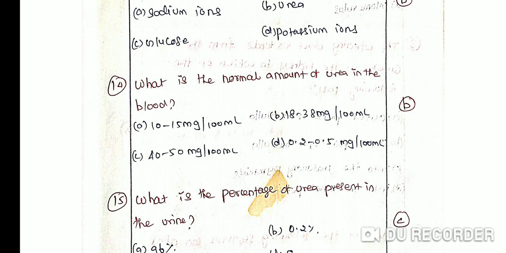The normal amount of urea present in blood is 18 to 38 mg per 100 ml. An increase in the amount of urea is called uremia.